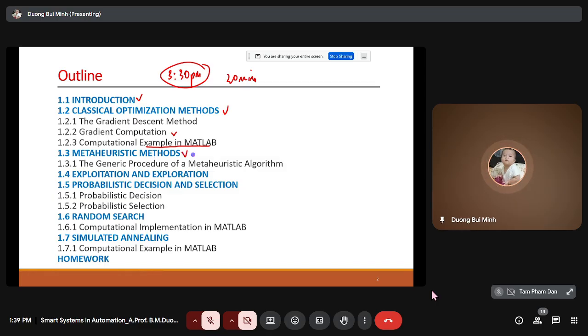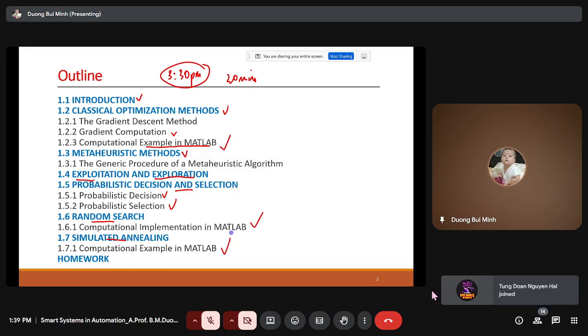With heuristic methods, what is the difference between exploitation and exploration? Probabilistic decision and probabilistic selection. Random search and simulated annealing. Here we have MATLAB code, and also homework. We hope we can finish lecture one today.